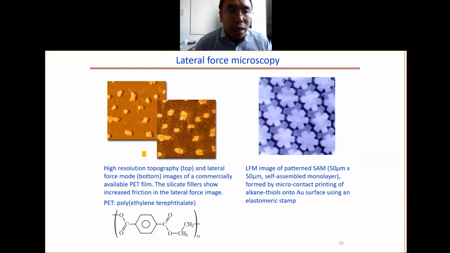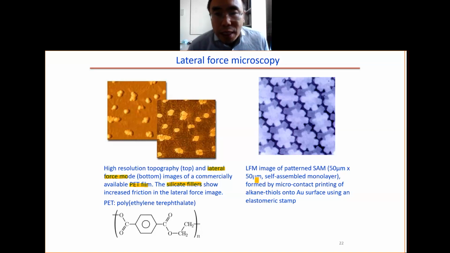You can see here, this is the normal AFM image, the topography image. This one is the lateral force mode. In this case, the material is a PET film. There are lots of particles. Those particles are silicate filler. From this image, you can see the filler material has higher friction than the PET material.